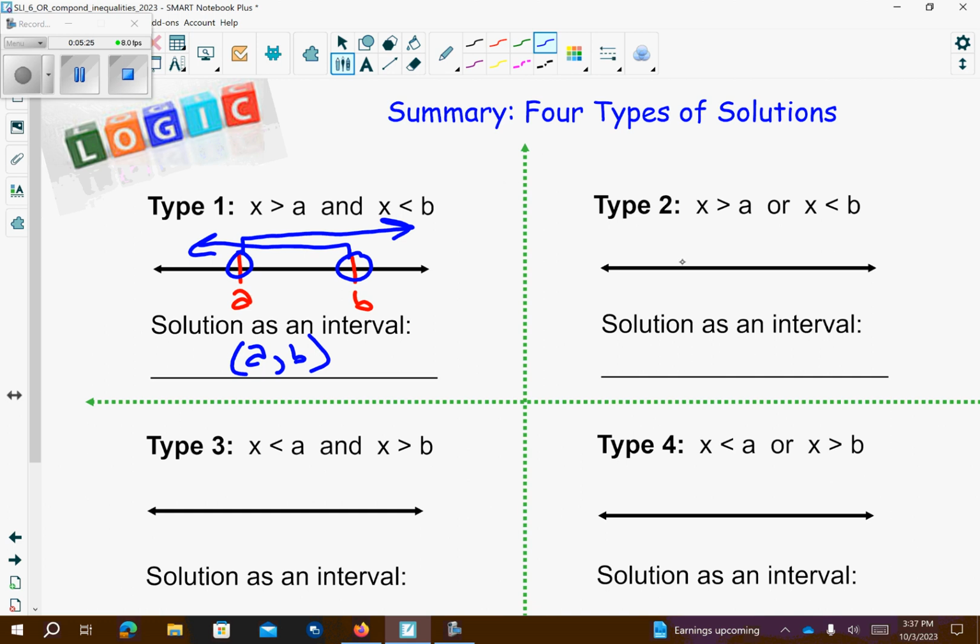Let's try this next one. Again, I have A here, I have B here. Okay, this is the word or. So I have an open dot going this way, and I have an open dot going this way. Or doesn't need overlap. It has overlap, it has everything. So my solution here, because it's or, is negative to positive infinity.